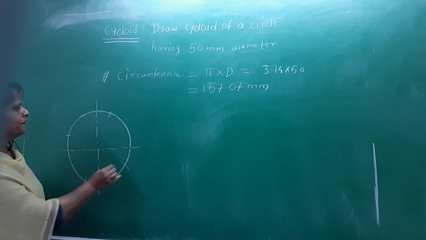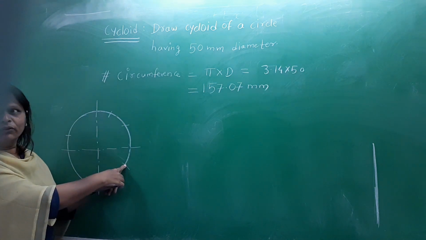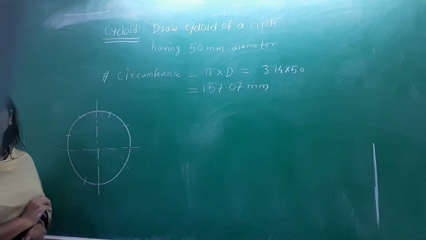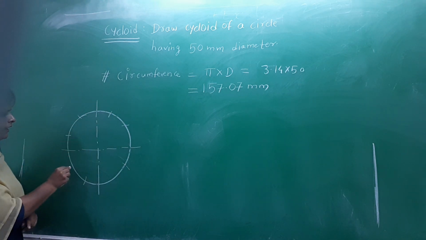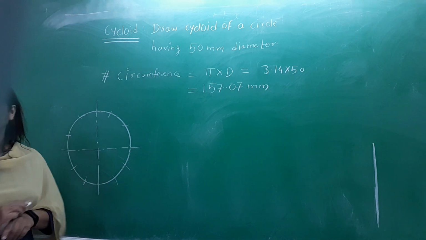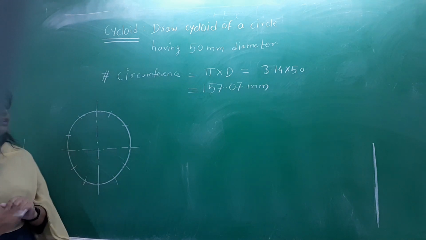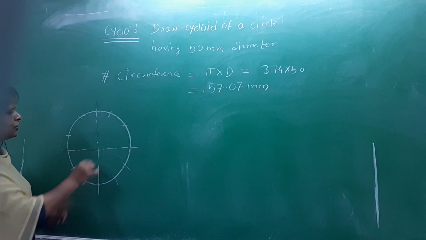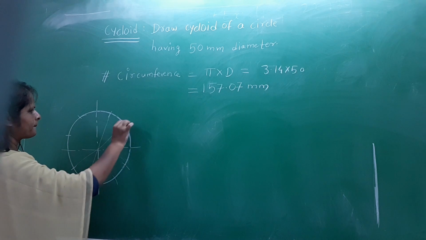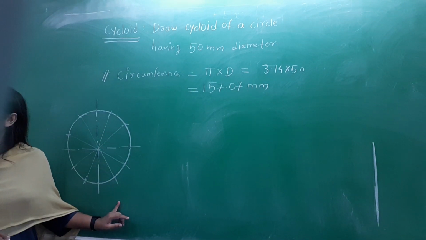Now we will keep the rounder here and we will cut the arc. Keep the rounder here on this arc, you will get one more division. Then you keep the rounder here, you will get one more division. Keep the rounder here, you will get one more division. So in this way we are getting the 12 divisions of the circle. After getting 12 divisions of the circle, we will join the opposite points. In this way we have divided the circle in equal 12 parts.